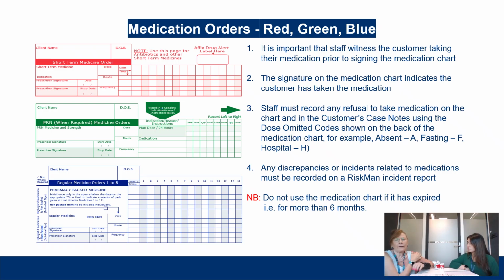So the charts are all colour coded. So we have red for short-term medications, green for PRN, and blue for regular medications. Now, please just remember that we don't ever use a chart if there's no room to sign. Okay, so if the 6 months is finished and they're using 2 pages of the regular medicines, then you can only use the chart for 6 months. Okay. You can't sign in the little columns alongside the page. Okay, you need to get a new medication chart.